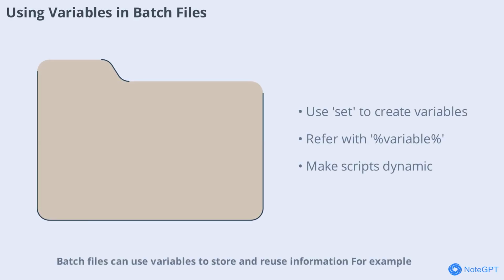Batch files can use variables to store and reuse information. For example, set name=John creates a variable named name. You can then use %name% in your commands to refer to this value. Variables make your scripts more flexible and powerful, allowing you to create interactive or dynamic workflows. Experiment with variables to see how they can simplify your batch files.